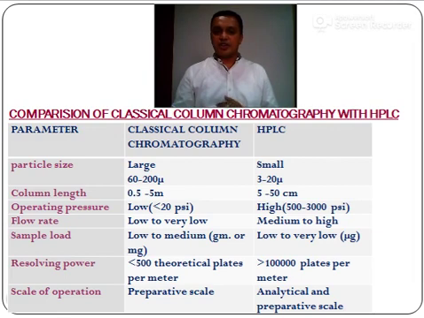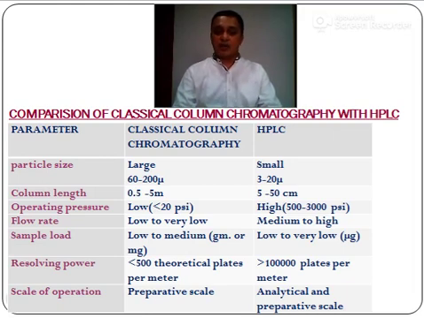The operating pressure is low in column chromatography, normal pressure less than 20 psi, but in HPLC high pressure, 500 to 3000 psi, is used. Sample load is low to medium: gram or milligram samples can be applied in column chromatography, but in HPLC it is low to very low, microgram or in some cases nanogram of sample can be applied for the analysis. It is also separated out with the help of HPLC.